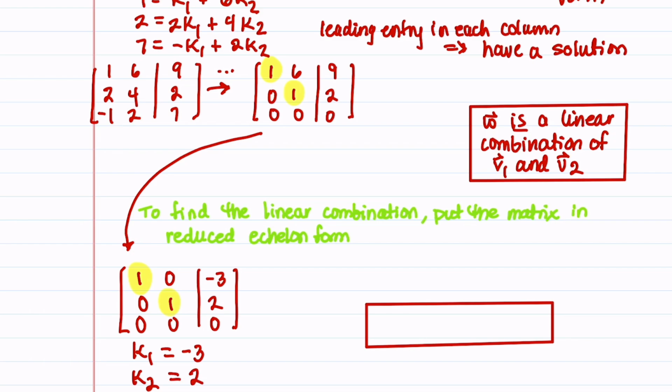We can say then that W is equal to K1, or minus 3, V1 plus 2 V2. And you can glance back up at the vectors and verify that that's actually the solution. There's a lot of really cool built-in linear algebra checks that you can do, which makes it great.